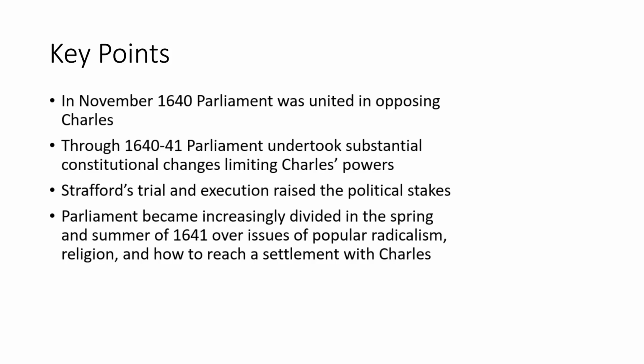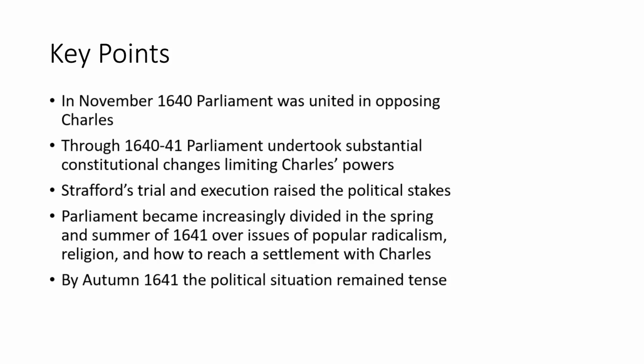Also, Parliament became increasingly divided in the spring and summer of 1641 over issues of popular radicalism, religion, and how to reach a settlement with Charles. Those divisions within Parliament came, I think, largely through two issues at this stage: the issue of religion in the Root and Branch petition, or bill, I should say, and also the radicalism of Pym. Okay, so it's religion and Pym that are beginning to cause issues, and I think that escalates. By autumn 1641, the political situation remained tense. So the spark is what we're going to deal with next time around.